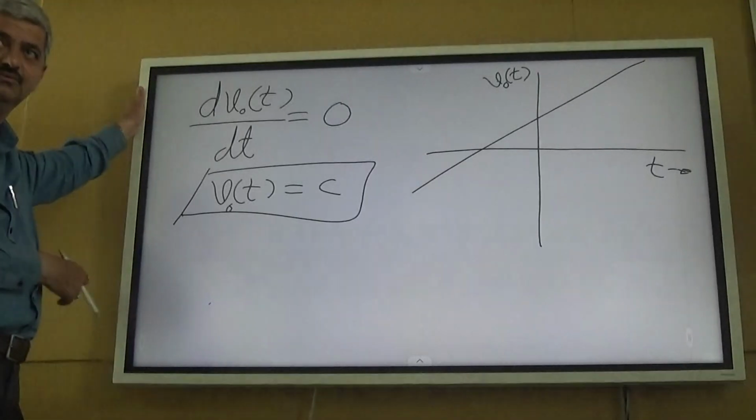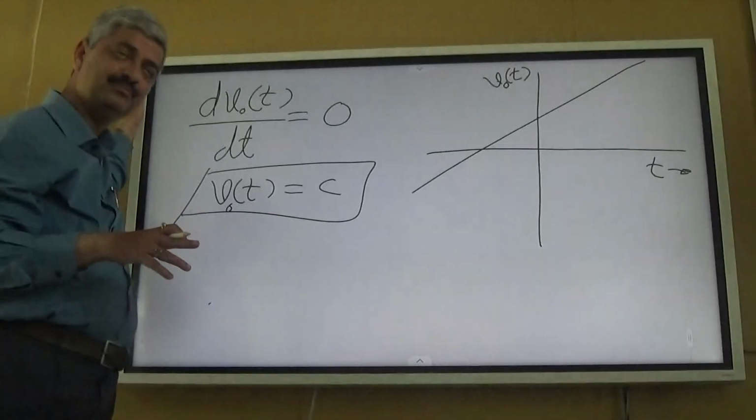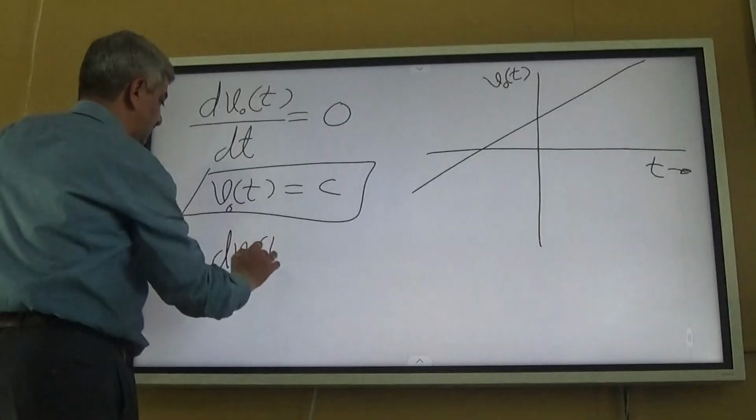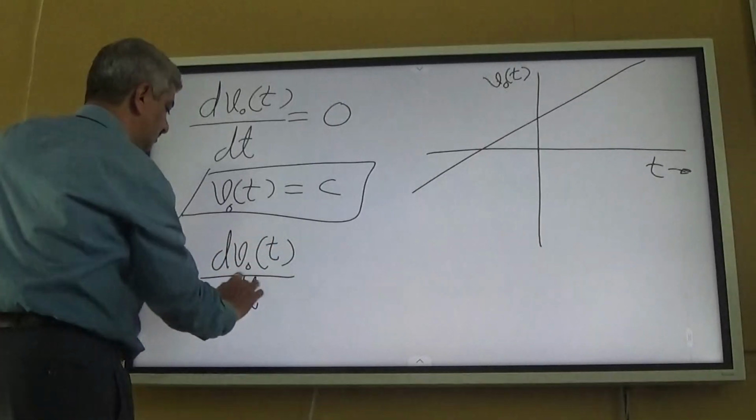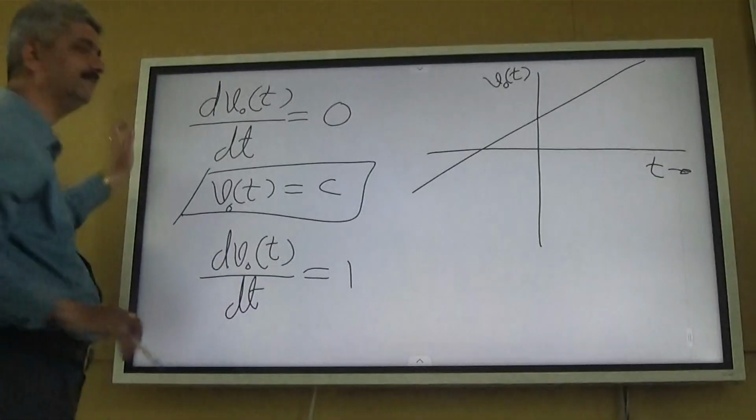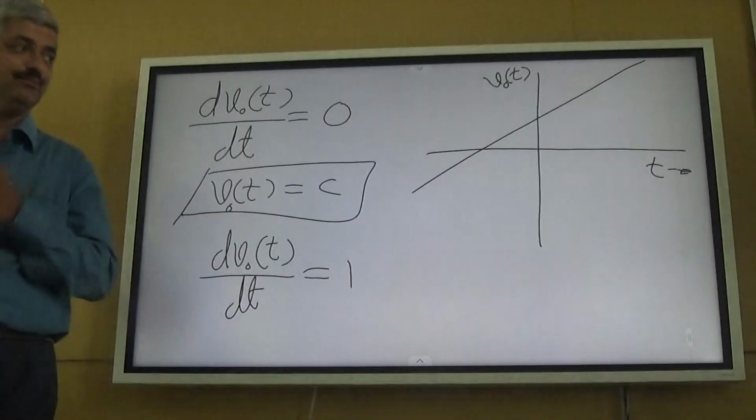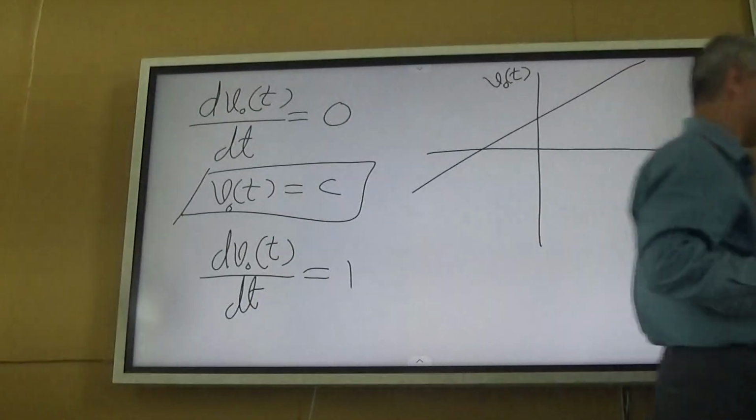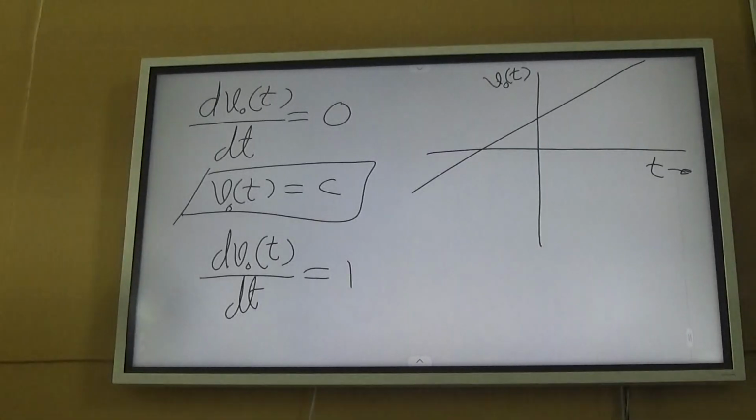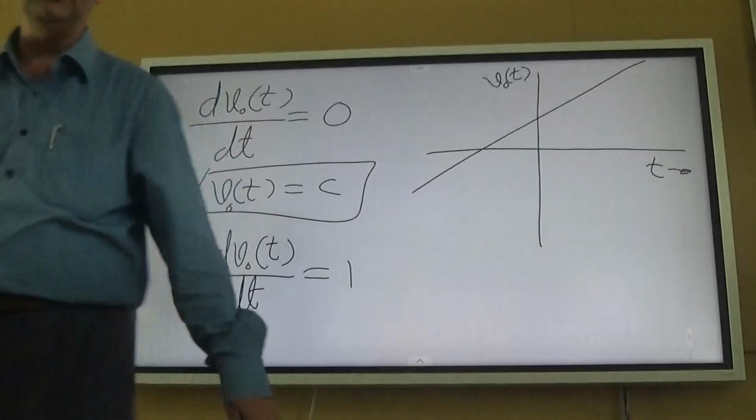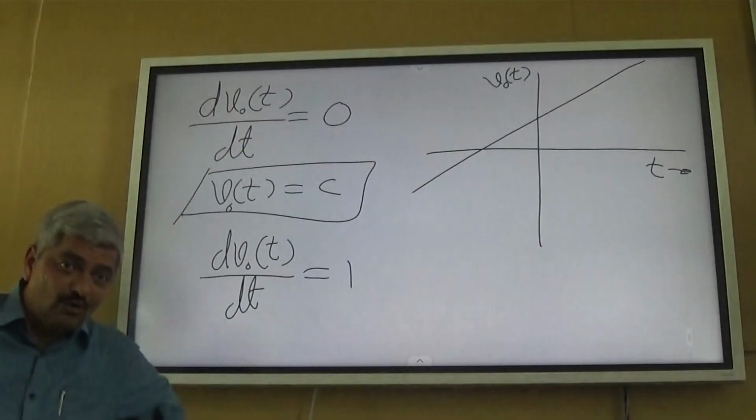Let it be by intuition. Now we move ahead. dVOT by dt is equal to 1. So let everybody think. Is it clear? We complicate the problem by adding one more thing. On the right hand side there was 0. Now we make it 1. We can make it any constant, right now we make it 1. So dVOT by dt is 1. What is the solution?